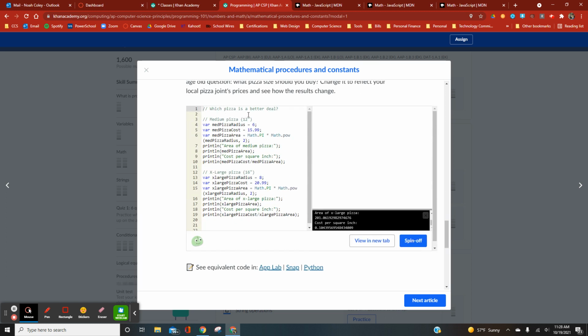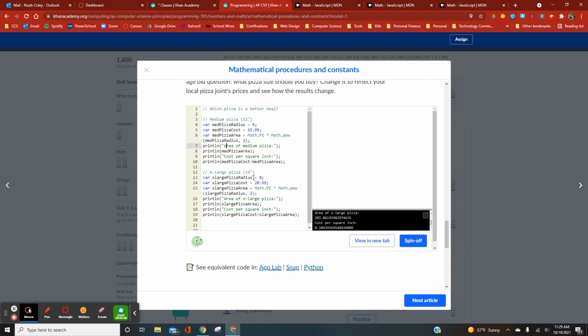Which pizza is a better deal? Now, the slashes don't mean it's going to represent anything, that's just kind of text. Okay, so the first variable, a medium pizza radius, equals 6. Medium pizza cost equals $15.99. There's a medium pizza area equals Math.PI, and then it does out the work here for us.